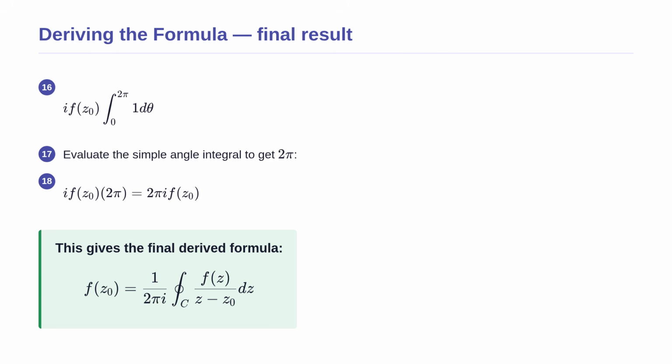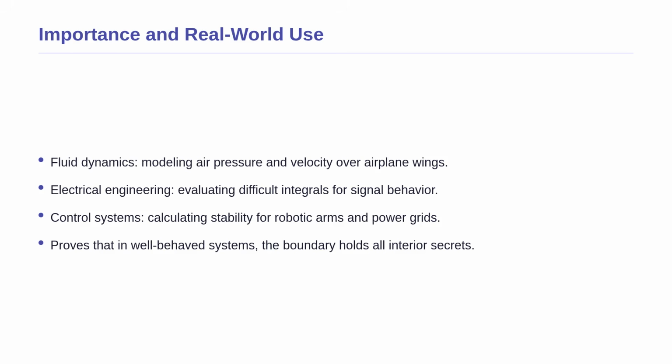To get the standard form of the Cauchy integral formula, we simply divide both sides of this result by 2 pi I. This isolates f of z0 on one side, proving that the value at the center is entirely dictated by the integral around the boundary. We have successfully derived the formula, showing exactly why this magical relationship holds true for analytic functions. So, we have proven that this formula holds.